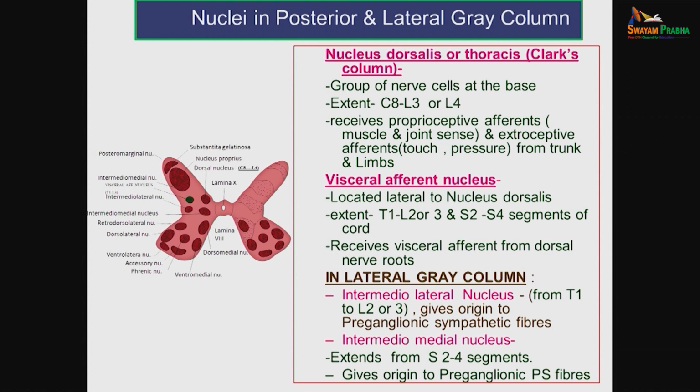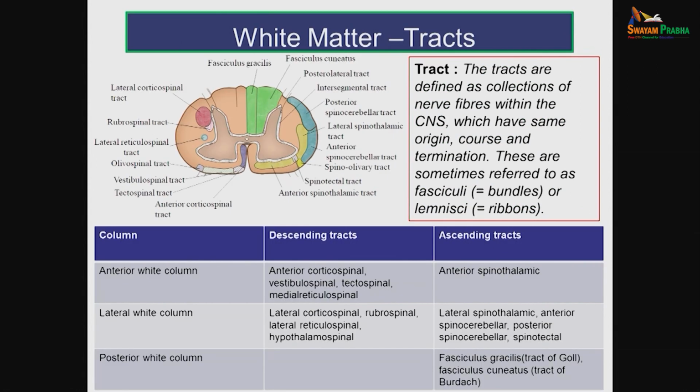If the cord is viewed in a 3-dimensional view, the segments appear like pillars. Hence, we can call them grey columns. Column means it's like a pillar. So, these are the various nuclei which are present in the grey horns. Having learned the grey matter, we learned various nuclei, that is, collections of nerve cell bodies within the central nervous system. Now outside, we talked about the white matter.